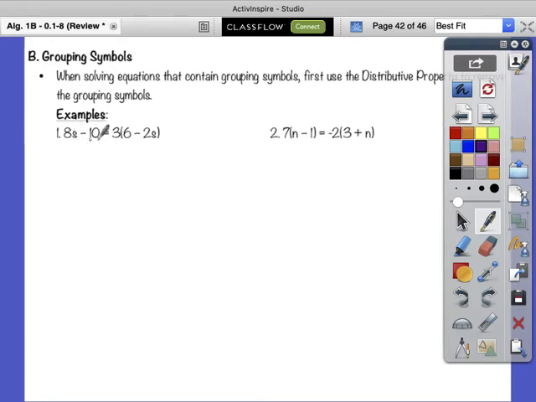So this left side is going to stay unaffected. We're just going to rewrite the left side: 8s minus 10 equals, and on the right side we're going to distribute. What's 3 times 6? 18. What's 3 times negative 2s? Negative 6s. Okay? Now is this a lot like what we've just been doing?